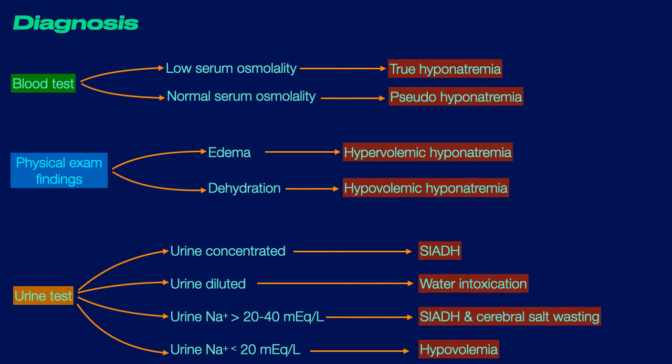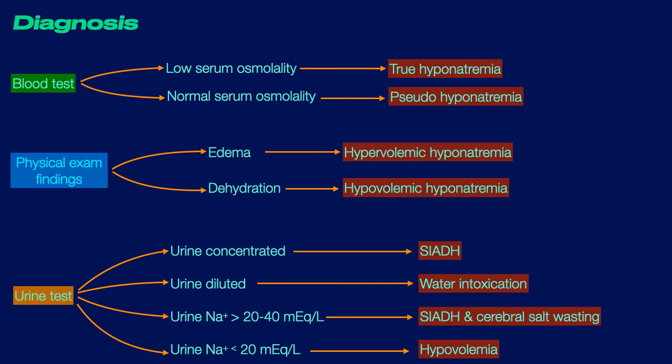Hyponatremia is usually diagnosed by looking at physical exam findings as well as labs from the urine and the blood. For example, a low serum osmolality suggests true hyponatremia versus the false one, the pseudohyponatremia, which shows a normal serum osmolality. In addition, signs of edema suggest hypervolemic hyponatremia, while signs of dehydration suggest hypovolemic hyponatremia. Also, urine osmolality can help differentiate between the two types of euvolemic hyponatremia.